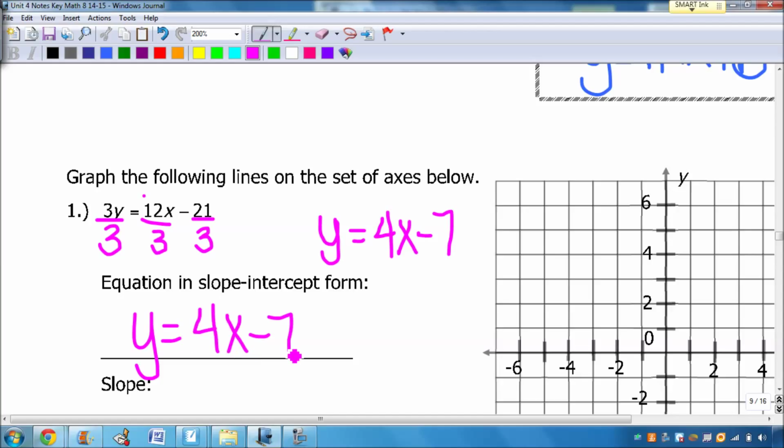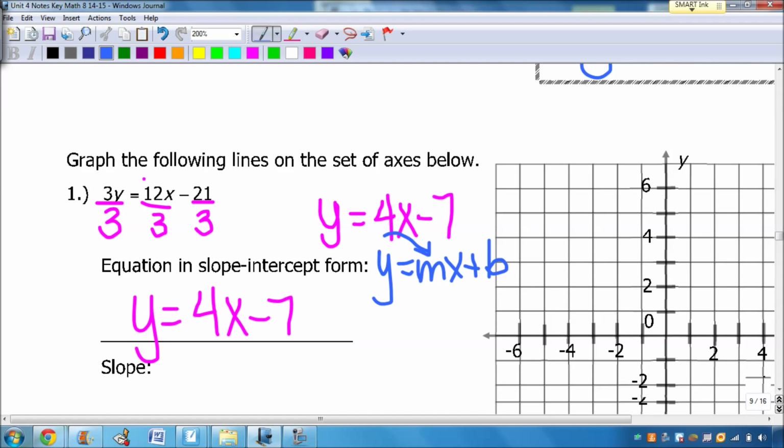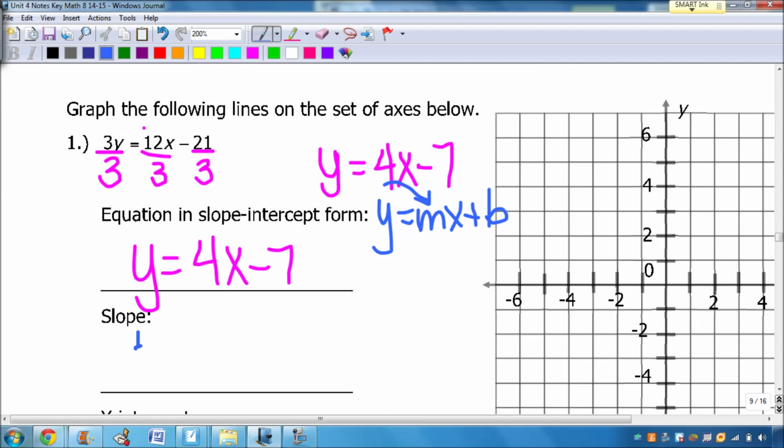So your equation in slope-intercept form is y equals 4x minus 7 because the y is by itself. Now, here's where you have to be really careful. The general equation we said was y equals mx plus b. So the number in front of the x, the coefficient of the x, is your slope. It's the m. So your slope is 4, but it has to be written as a fraction, so the denominator is invisible. It's 4 over 1. Now don't forget that slope really means just the rise over the run. So this means it's going to go up 4 and it's going to go over 1. It's the rise over the run, okay?